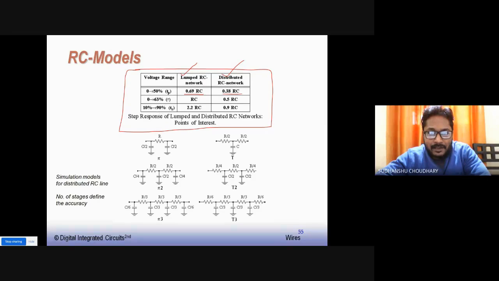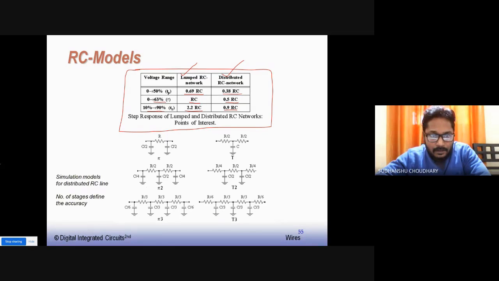Similarly, 90%, that is 10 to 90% delay, is found by using this formula. We had seen 2.2 RC for a lumped RC network. For a distributed, it is 0.9 RC. So similarly, for a lumped RC network, for 63%, delay can also be calculated, and that comes out to be equal to RC. Okay. And for a distributed, it comes out to be equal to 0.5 RC.